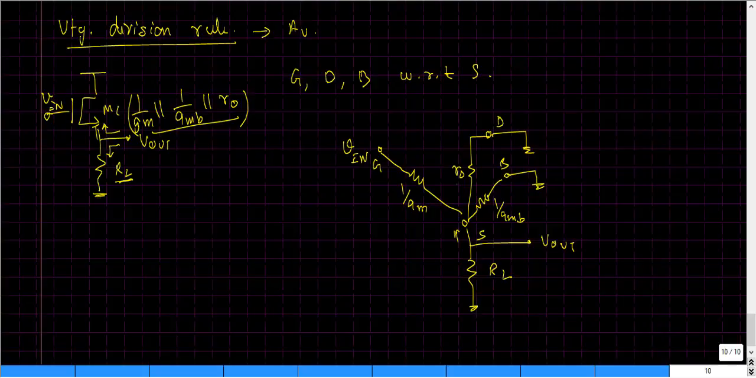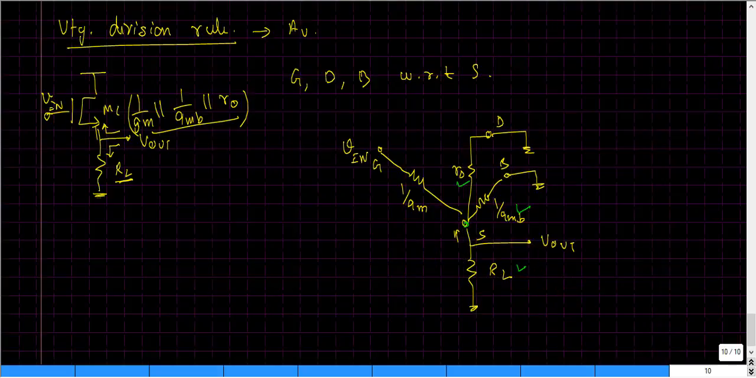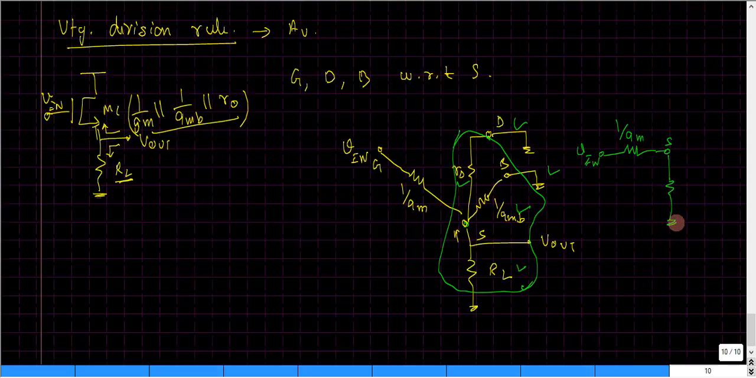As we know, the resistance R0, the resistance 1 upon GMB, and the resistance RL all share the same node. At this point, there is the source node, and the other ends of those resistances are all connected to the ground. So if I have such a condition, we can put all of these three resistances into a single resistance as a parallel combination of all. So redrawing the same circuit, having 1 upon Gm connected between the gate and the source, and having all the three resistances in parallel connected between the source and the ground. So the resistance that we have here is R0 parallel with 1 upon GMB in parallel with RL. Now here is my Vout.